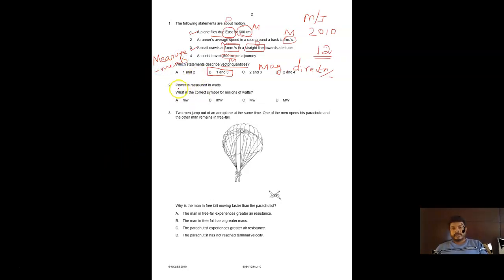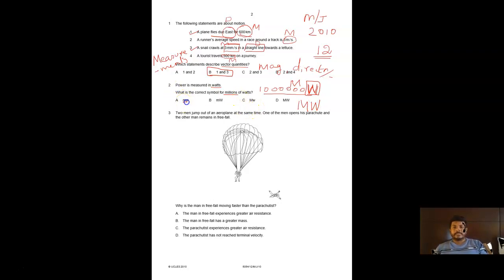And second, power is measured in watts. What is the correct symbol for millions of watts? Okay, million means a big number. It has 6 zeros. So 6 zeros of watts. Whenever we write the unit of a scientist, what is the scientist name? We have to write it in capital. And this million, as a scientific notation, is mega. So megawatts, both in capital letters.